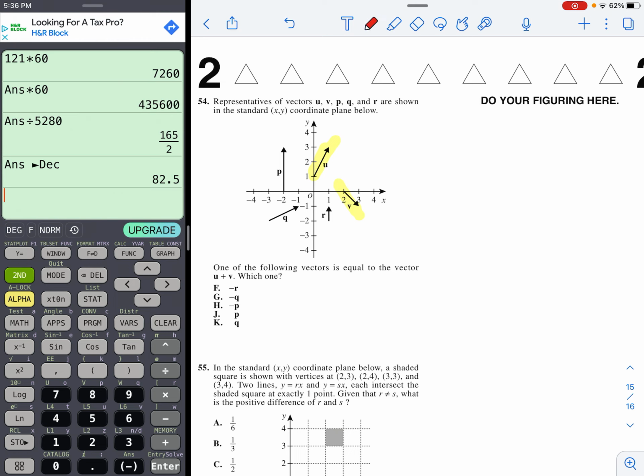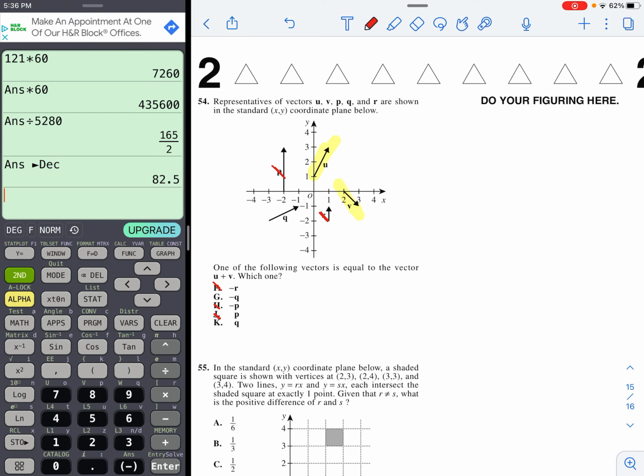What I want you to notice about these vectors is parts of them are going to cancel out, right? U heads up and v heads down. So we're going to have some cancellation there, but u and v both head to the right, right? So when we add these things together, that effect is going to get magnified. You're going to have some right movement. So it's definitely not P, it's definitely not R. And that really gets rid of almost all of your answer choices here.